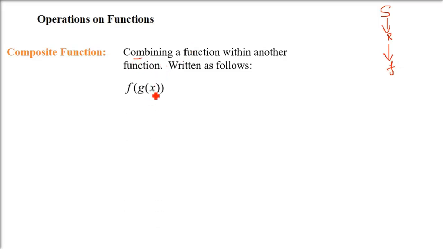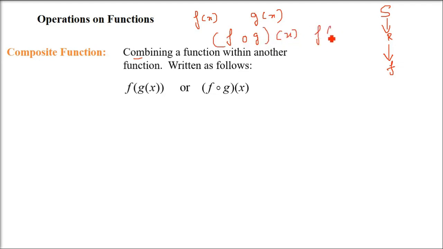Composite function is combining a function within another function. So it is f of g(x). It is also written as (f∘g)(x). That means we have a function f(x), there is a function g(x), and we are compositing it. That is, we are putting g(x) in place of x for f(x), or we are putting f(x) in place of x for g(x). So f of g(x), that is (f∘g)(x), you can write.